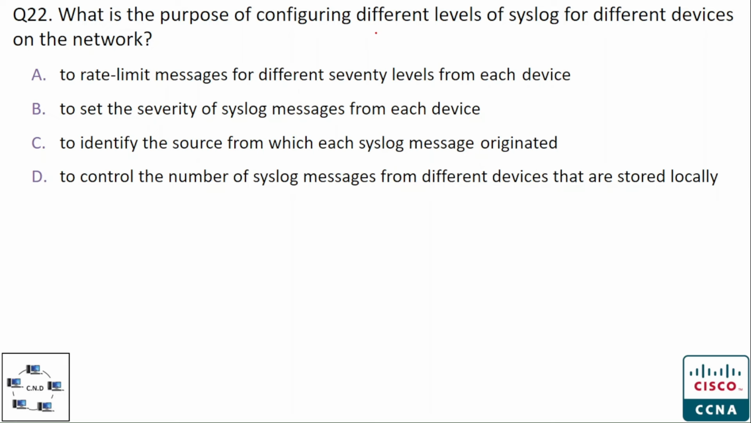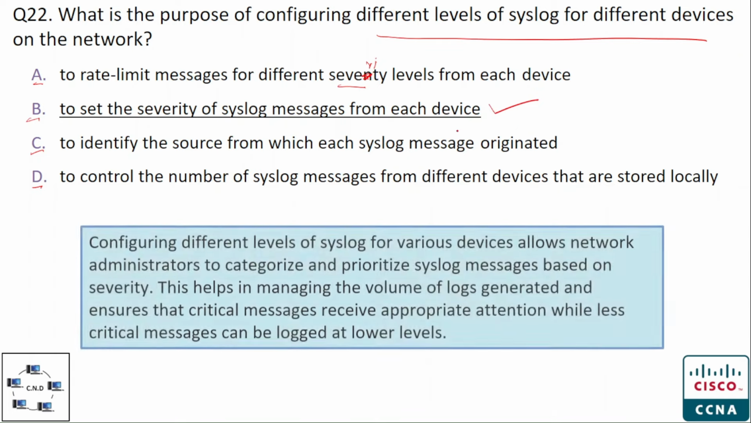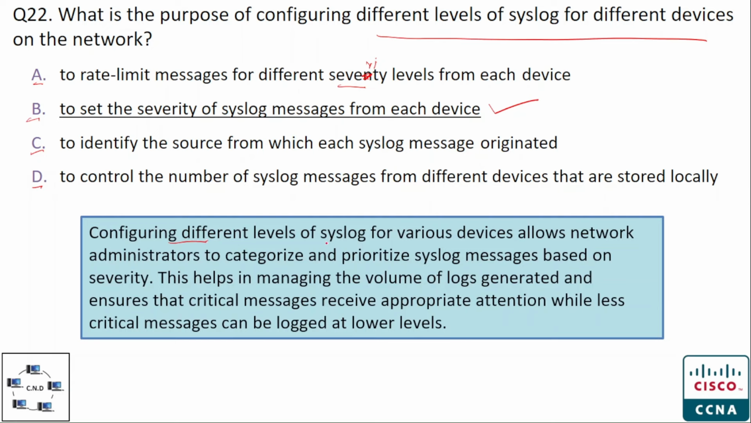Question number 22. What is the purpose of configuring different levels of syslog for different devices on the network? The options are: option A, to rate limit messages for different severity levels from each device. Option B, to set the severity of syslog messages from each device. Option C, to identify the source from which each syslog message originated. And option D, to control the number of syslog messages from different devices that are stored locally. The correct option is option B, to set the severity of syslog messages from each device. Configuring different levels of syslog for various devices allows network administrators to categorize and prioritize syslog messages based on severity. This helps in managing the volume of logs generated and ensures that critical messages receive appropriate attention, while less critical messages can be logged at lower levels.